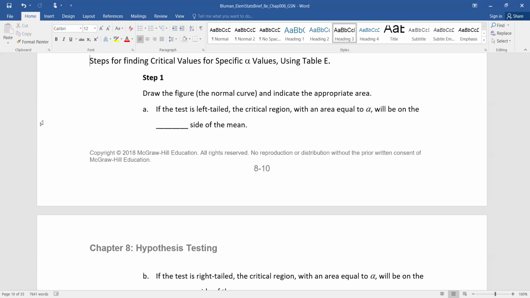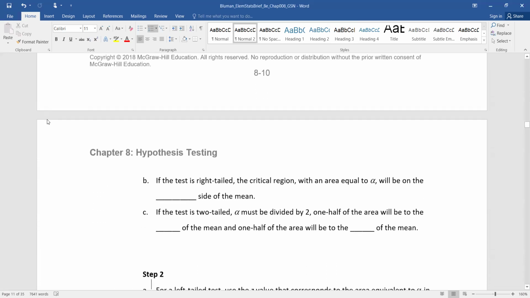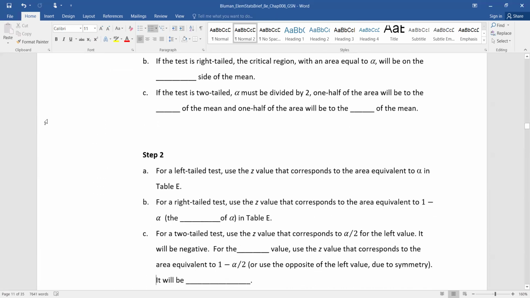If the test is a left-tailed test, the critical region, with an area equal to alpha, will be on the left side of the mean. So if it's a left-sided one, this is what we're looking at. If the test is right-tailed, the critical region with an area equal to alpha will be on the right side of the mean. So it'll look something like this.